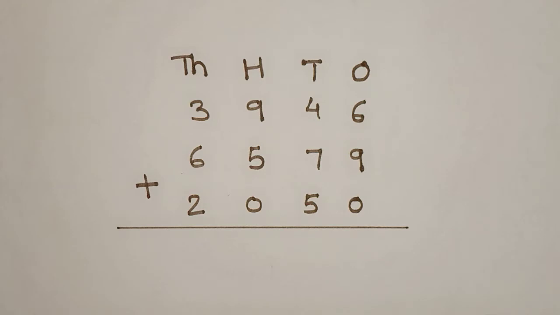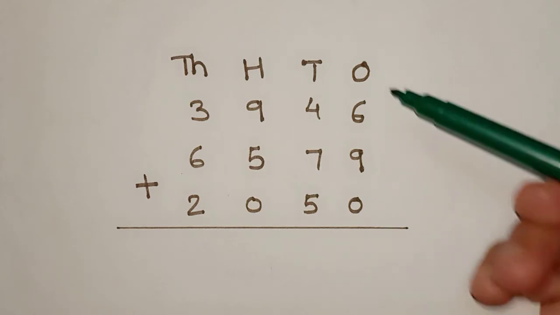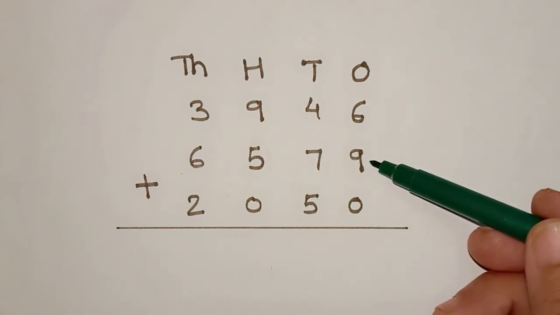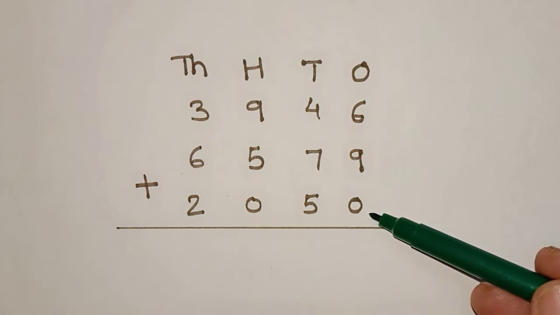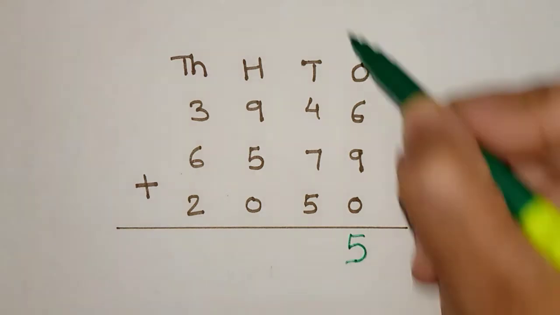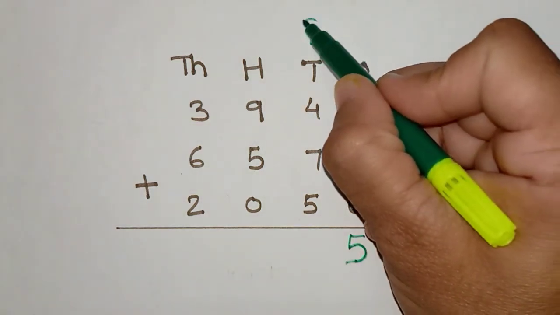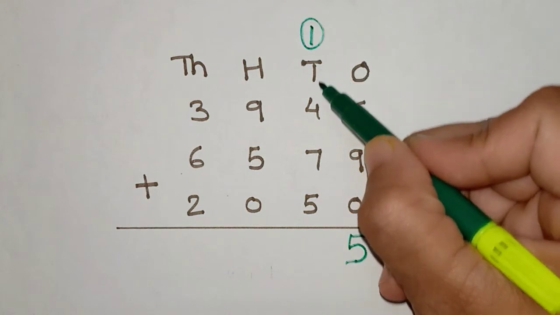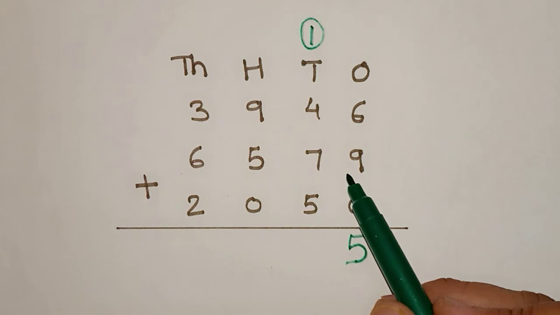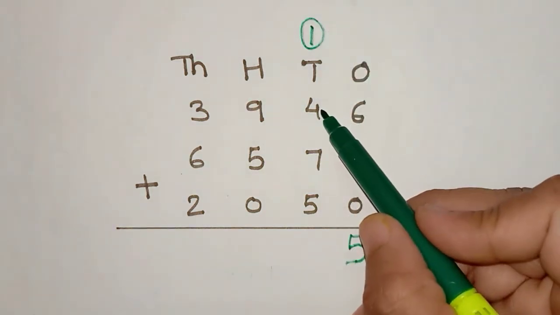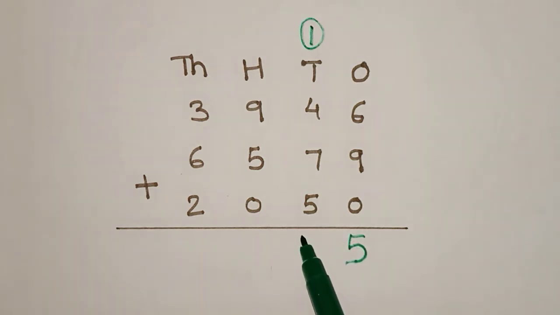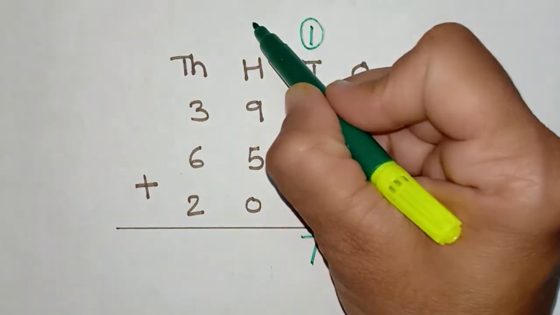Now when we add, we start with the ones column. That is 6 plus 9, it is 15. 15 plus 0, it is again 15. So I will write 5 here and carry 1 to the next, that is the tens place. Then we add the tens and write the answer here. Now 1 plus 4 is 5. 5 plus 7 is 12. 12 plus 5 is 17. Again I will write 7 here and carry on to the next number.